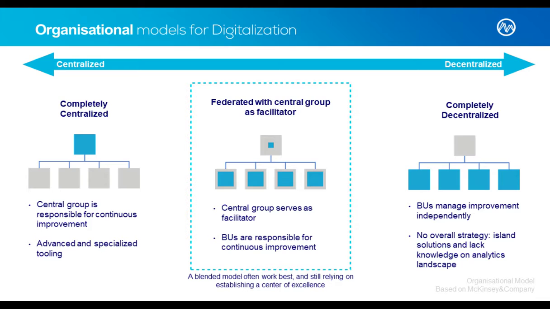What we've seen in types of organizational models is that a lot of companies either operate very centralized, meaning there's a central group responsible for all types of continuous improvement, new software adoption, and new ways of working, or, on the other hand, a decentralized model where every factory, facility, or even every BU is responsible for its own P&L and its own strategy.